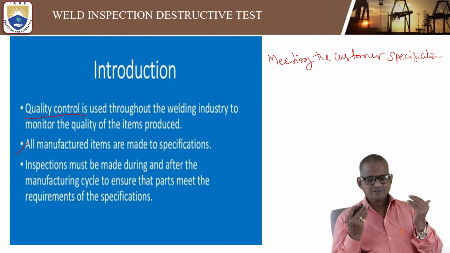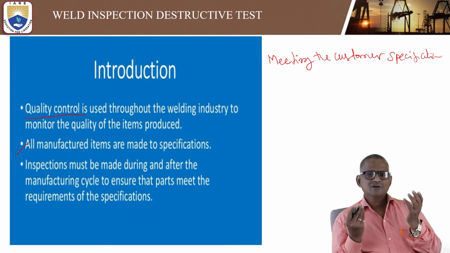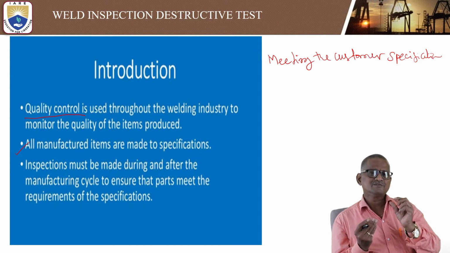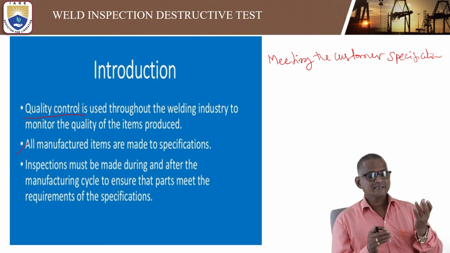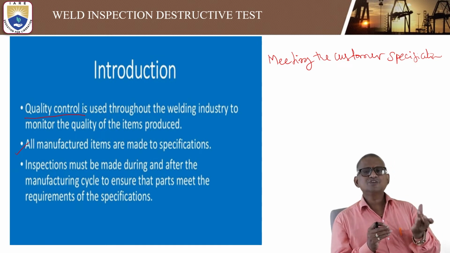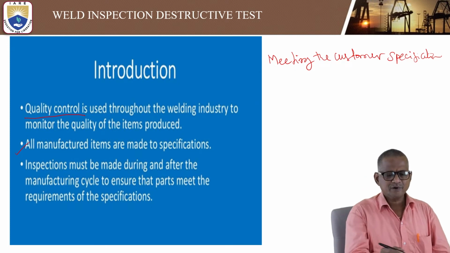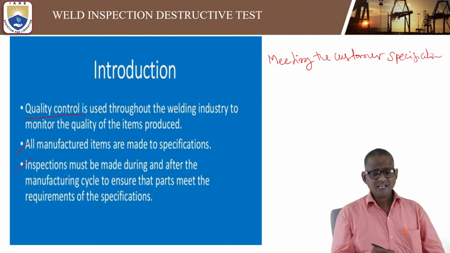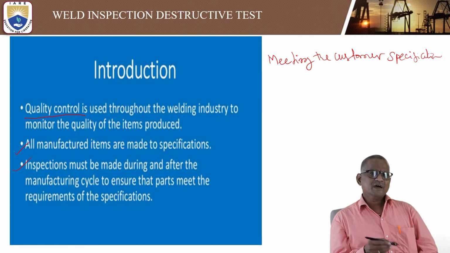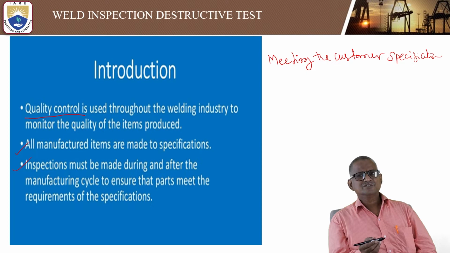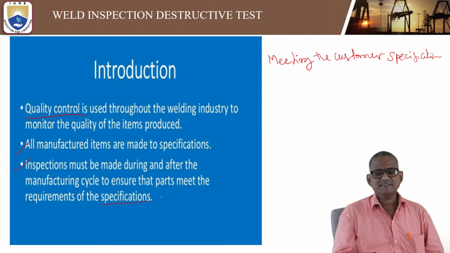Suppose you want to determine tensile strength, compressive strength and impact strength; the necessary instruments and equipment are required to test the component. Another important thing is that inspections must be made during and after the manufacturing cycle to ensure that parts meet the requirements of the specification. That is what I have been explaining.